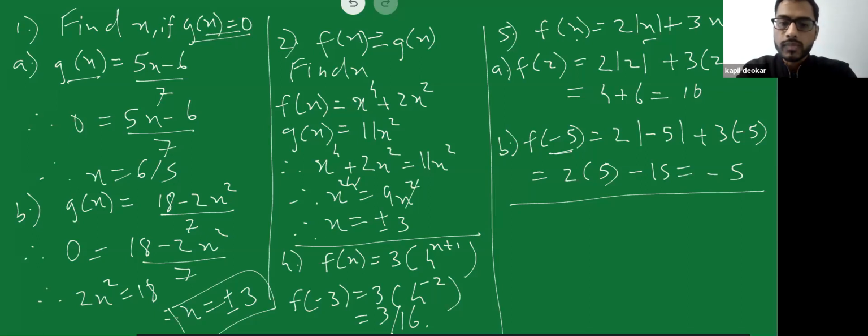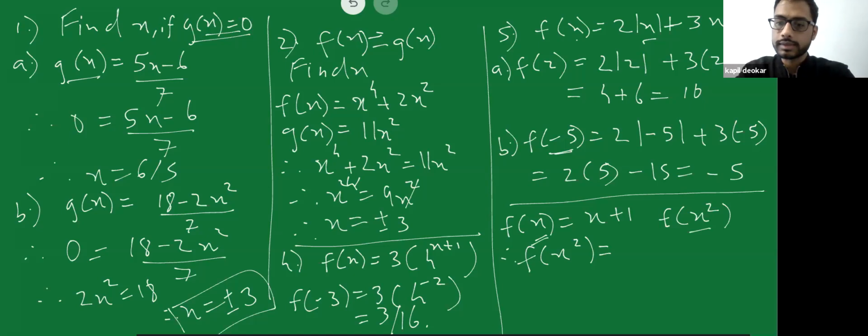Okay. Now let us say f of x is given as x plus 1. And I have to find f of x square. So what would be the value of f of x square? Instead of x, I want x square. So what I will do, instead of writing x over here, I'll write x square. The plus 1 term is as it is. So f of x square would be x square plus 1.